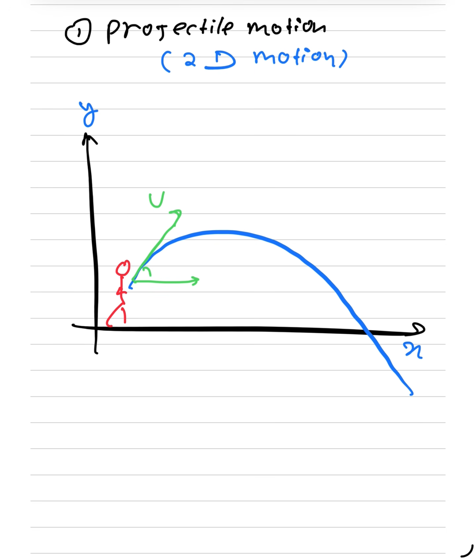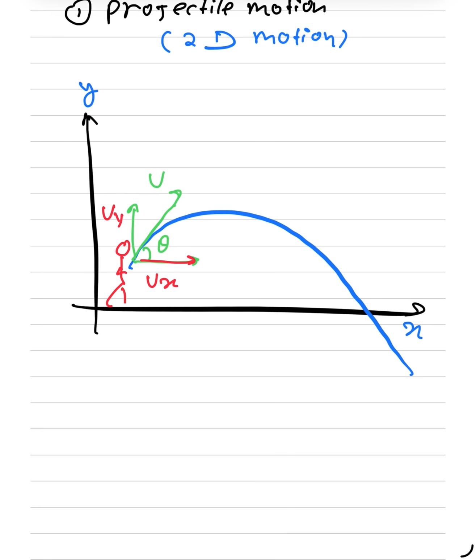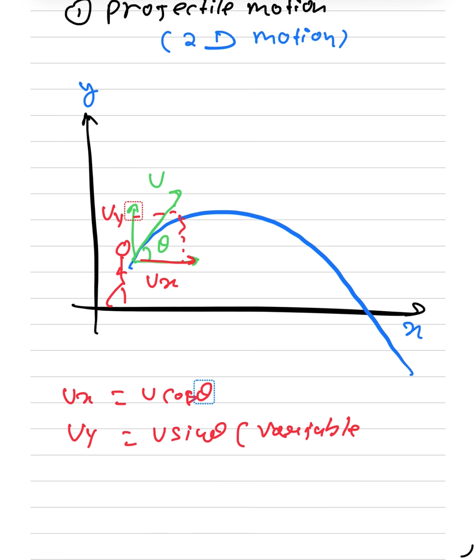Suppose that the boy throws the ball with velocity u, and this is the horizontal direction, angle theta, and this is the vertical. Using components of the projectile velocity, along this ux and along this uy, the vertical component and the horizontal component of the projectile velocity, ux equal to u cos theta and uy equal to u sin theta. This is variable and this is constant.